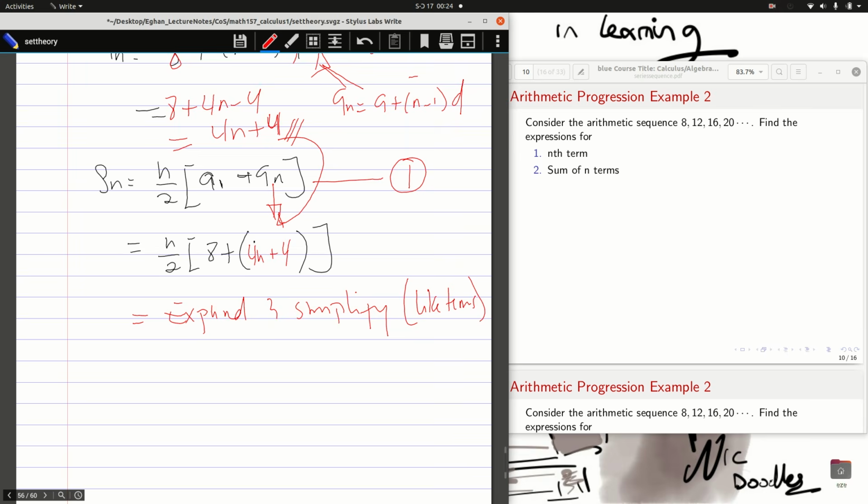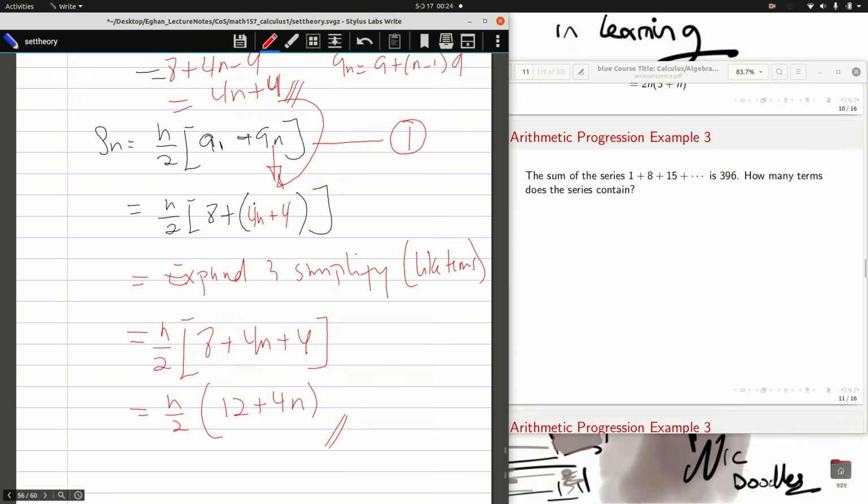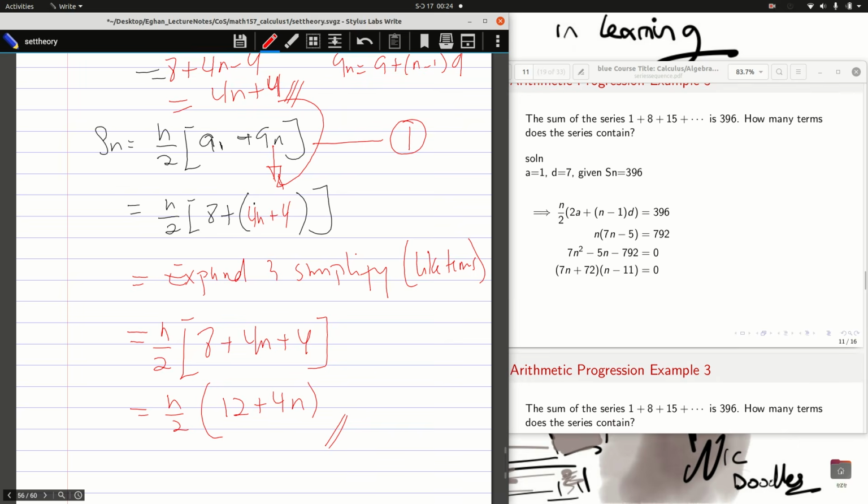Oh, I was prompted, the red pen is not so cool, but I keep using it. Forgive me. Let me help with the expansion. n/2 (8 plus 4n plus 4) gives me n/2 (12 plus 4n). You can simply expand this, or you leave it this way. It is still correct. Okay, and that is it.